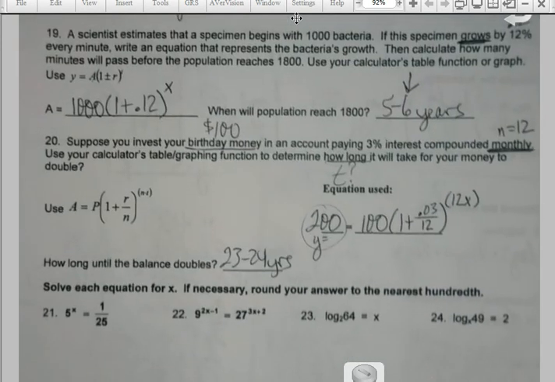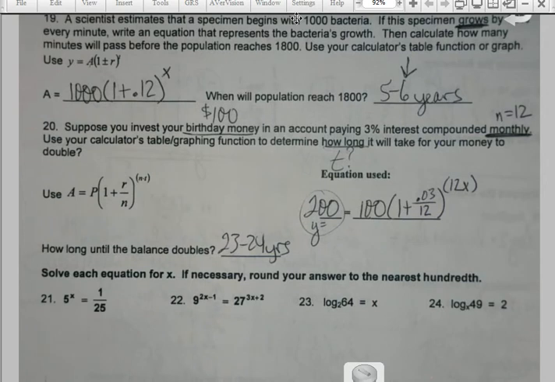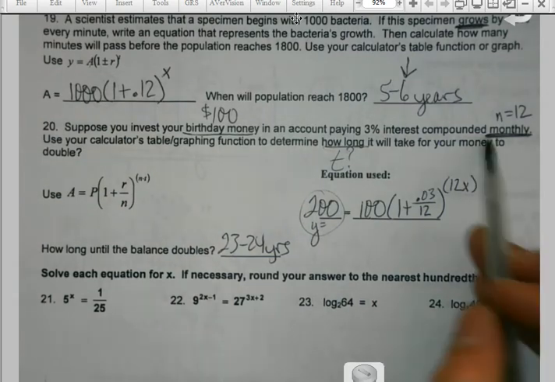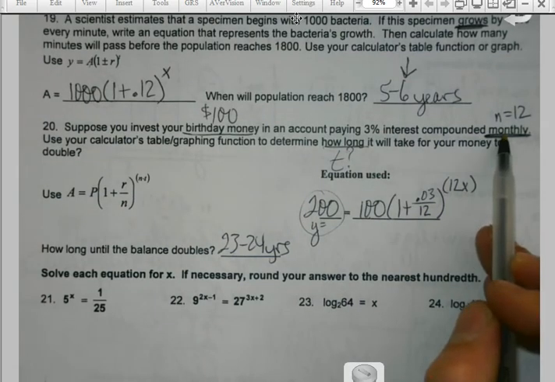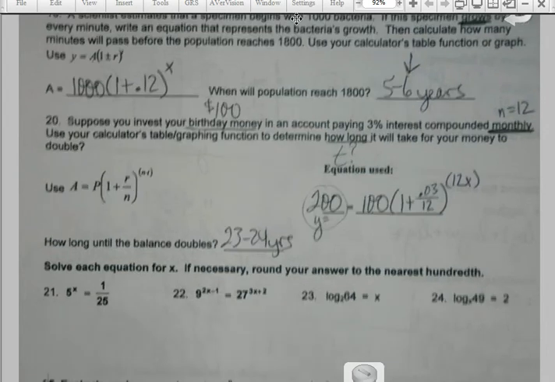But again, the formulas will be there. You just have to understand what goes where. And things like compounded, it could be daily, monthly, weekly, yearly, I don't know. I could put all sorts of things in there.